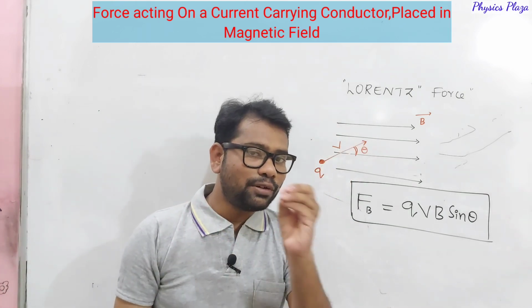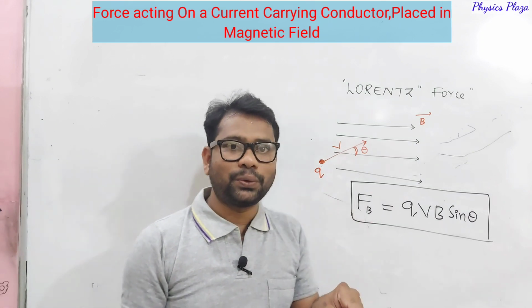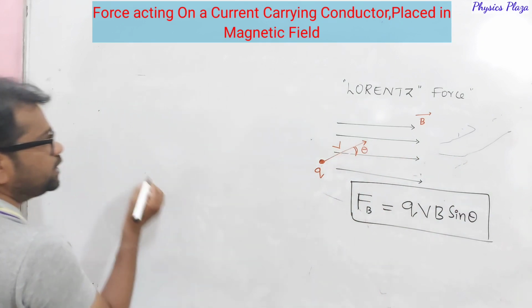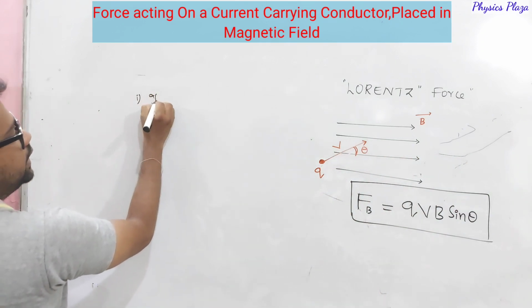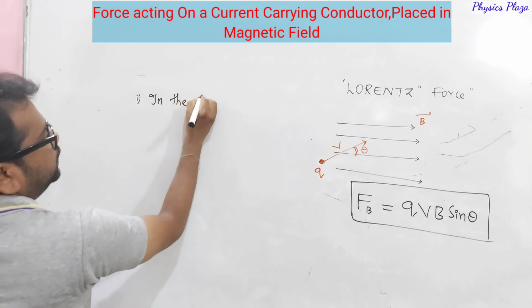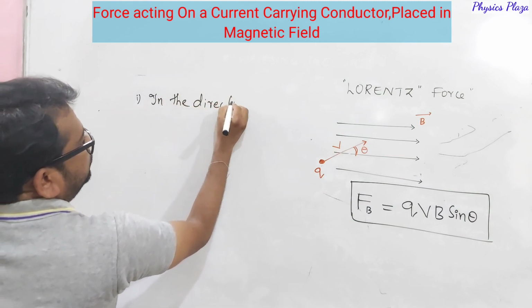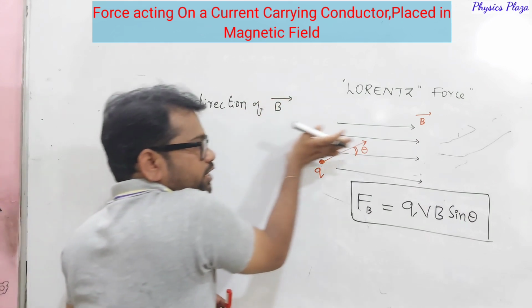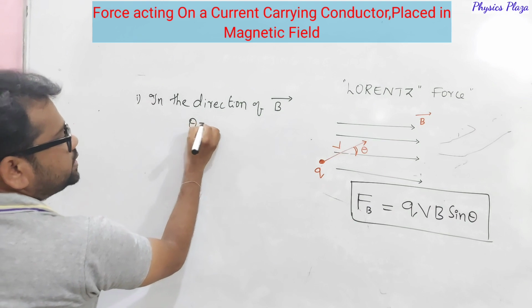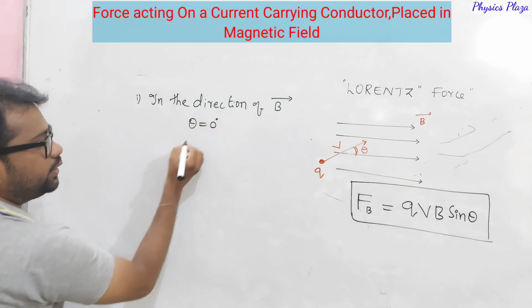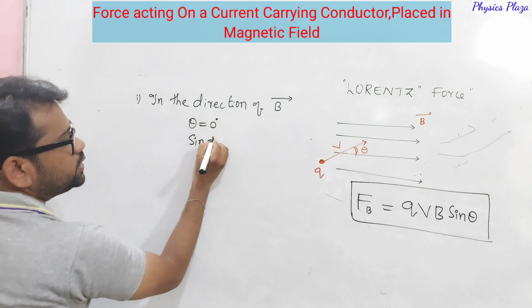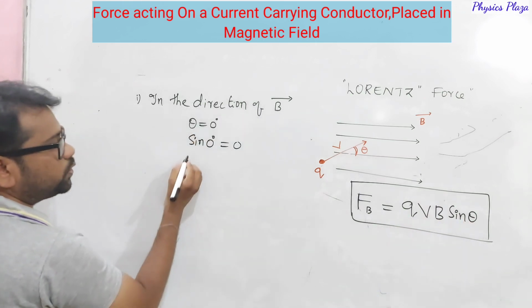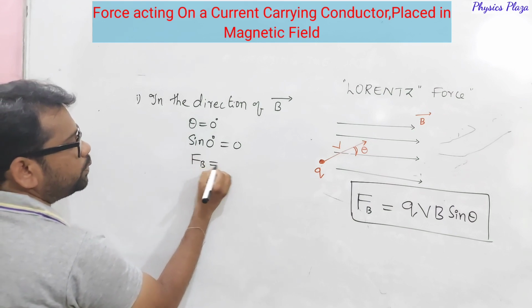Here we had one point: the charge should not be thrown either in the direction or the opposite direction. So what happens, children, if it is thrown in the direction? Let us take it in the direction of the magnetic field. As it is in the direction of the magnetic field, theta will be 0. As theta is equal to 0 degrees, sin 0 degrees is how much? 0. So QVB into 0 is what, children? FB is equal to 0.